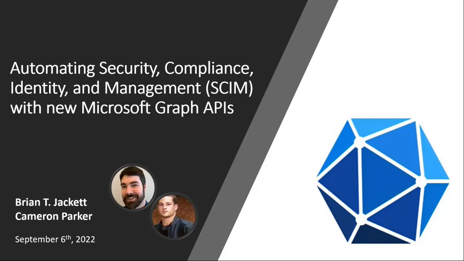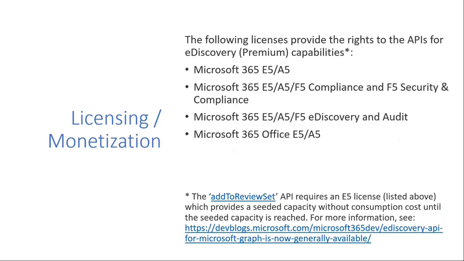My pleasure. Now, we did have a couple of questions pop up in the chat window, and we'll address them actually here on this slide. Regarding the licensing and monetization for these APIs, do note that in order to actually use these APIs, this is again part of eDiscovery Premium, it does require the applicable license. You can see them here on the screen. They're also in the blog post. There's a link down at the bottom. So you'll need to have at least an E5 license or a similar type of security and compliance license. There's also an eDiscovery and audit license that are out there.